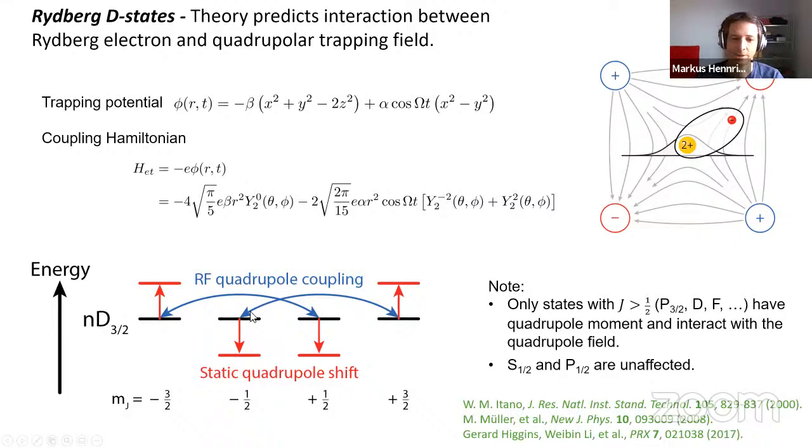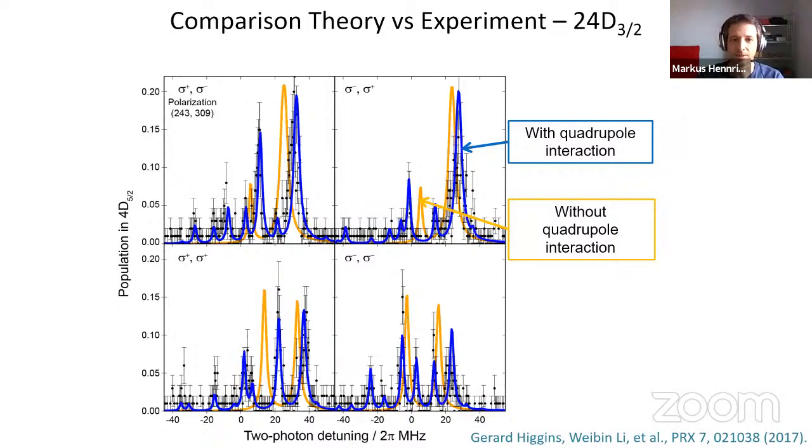Okay. So the RF field actually couples now, for instance, in the D3/2 manifold, the -3/2 level with the +1/2 level, because there's a delta M equal to 2, and the -1/2 level to +3/2. If you then look at the spectra, and we measure the spectra here only for a relatively low principal quantum number n equal to 24, you see many, many lines, and this is due to this coupling with the quadrupole field.